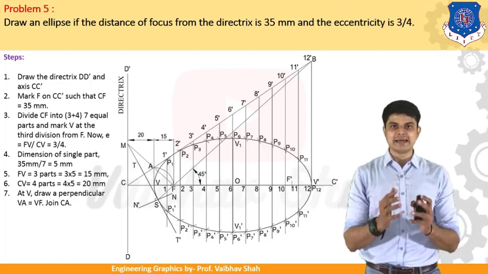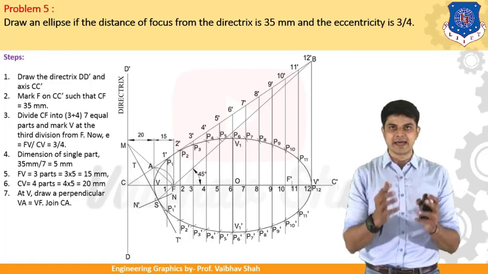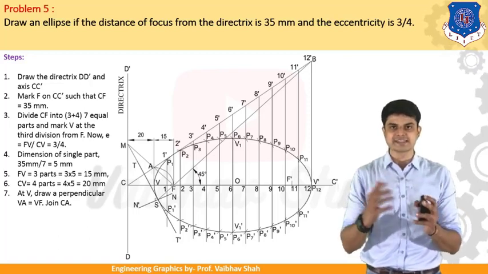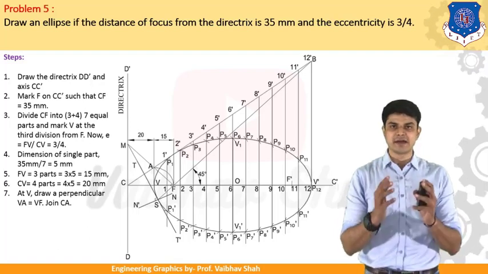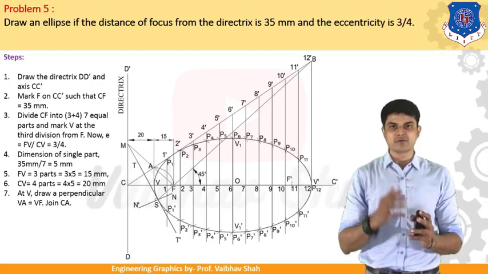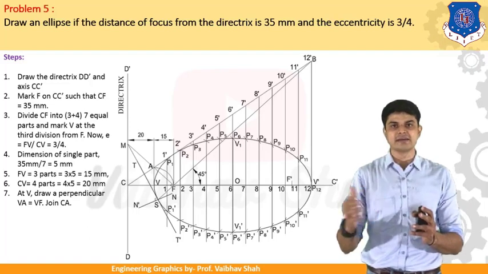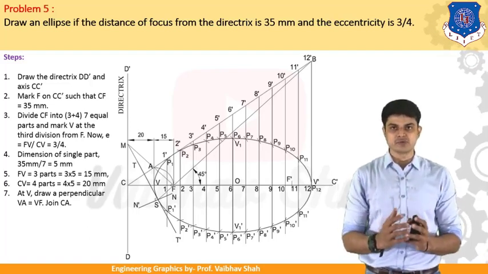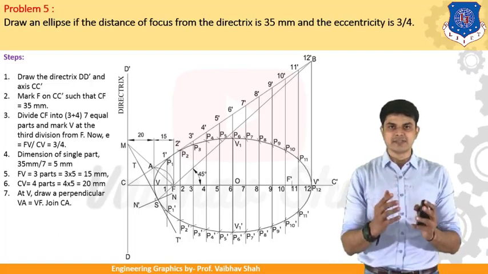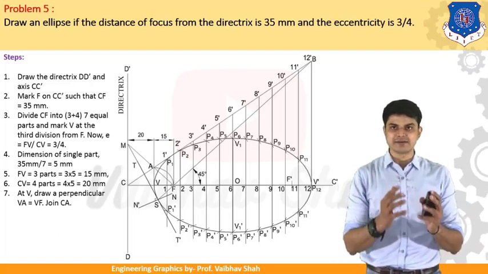So here our line length is 35 mm, because the distance between focus and directrix is 35 mm. So we should divide this 35 mm line, in order to get your focus point, vertex point and your point on the directrix, by the given ratio 3 by 4. So what we need to do? We know that we should divide this line into 7 equal parts.